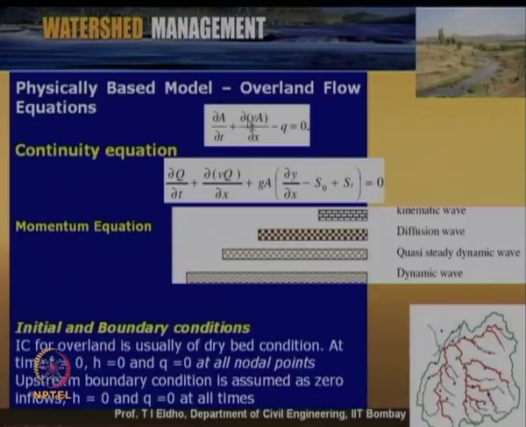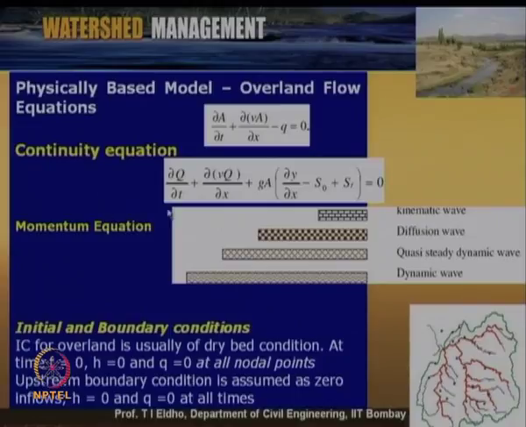del A by del T plus del V A by del X minus Q is equal to 0, where V is the velocity, Q is the input like rainfall excess coming to the watershed, T is the time, and A is the area of flow.